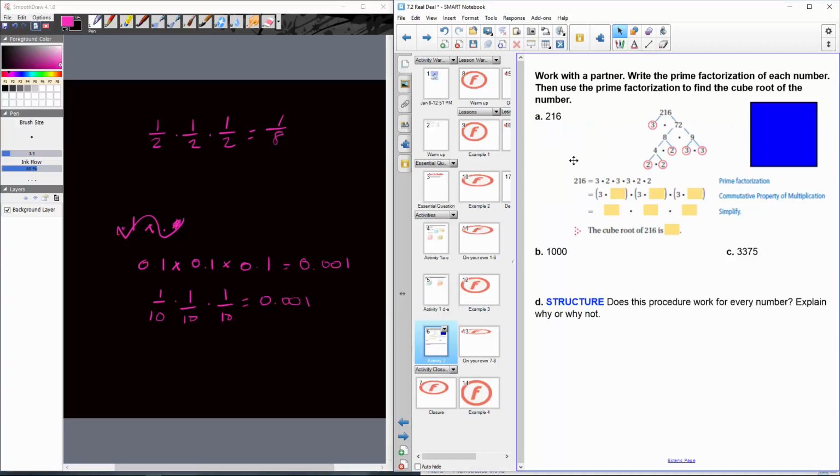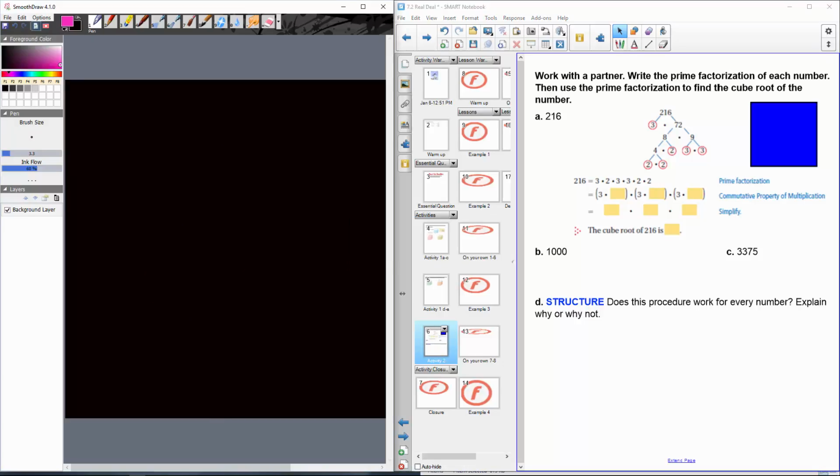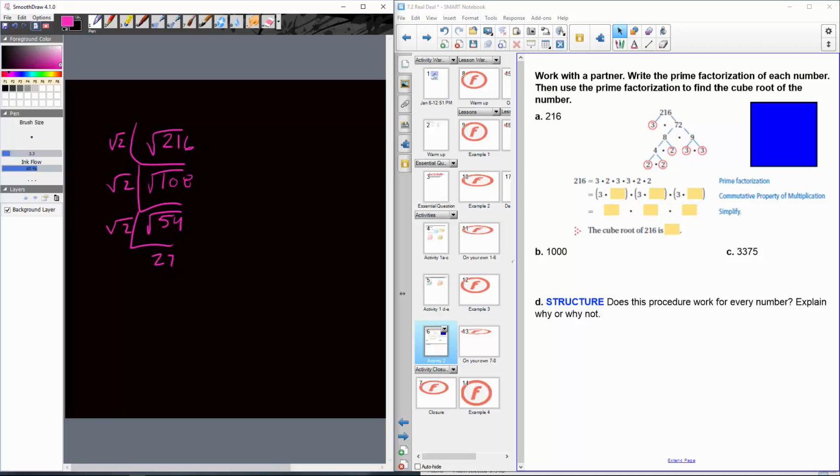This here is showing how to do prime factorization. So if I have 216, let's just do this really fast. Remember, we did the same thing with squares, right? With square root or cube root, we'll take 216 and think about what I can divide this by. I can divide by 2 for sure, and I'll have 108. Then I can divide that by 2, and I have 54. And I can do 2 again, and I have 27.